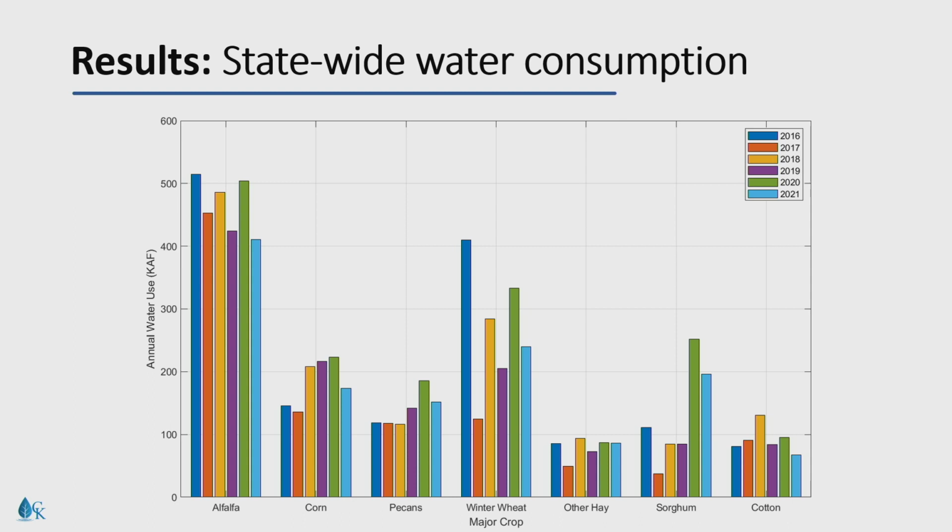Alfalfa, when you combine the total acreage with the amount of water you need, is 400 to 500,000 acre feet per year over those 6 years. Pecans, even though they're a really thirsty crop, there's nowhere near as much acreage, so 100,000, maybe up to 200,000 acre feet per year. And then of course you can see the trend in sorghum, almost entirely based on that increase in cultivated acreage.